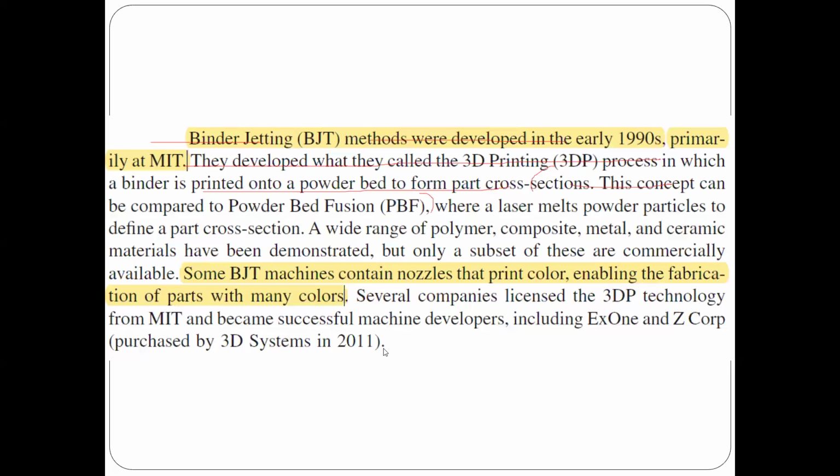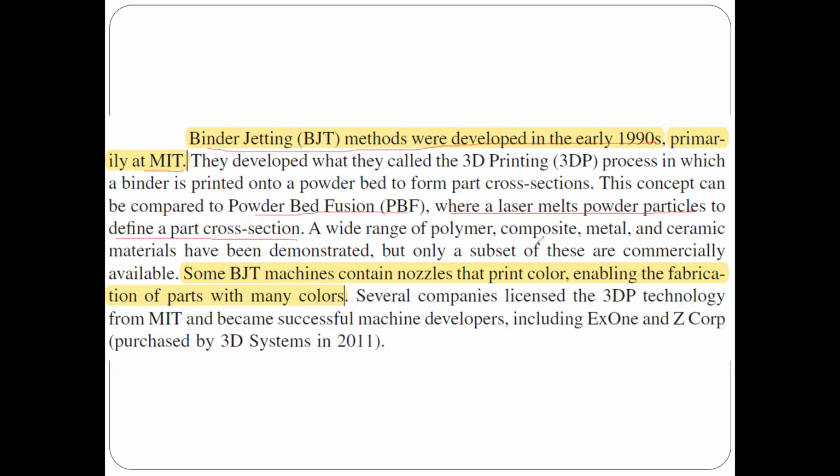Now if we go further, here again this is material taken from the textbook. Binder jetting methods were developed early in the 1990s, mainly at MIT. They developed what they call the 3D printing or 3DP process, in which a binder is printed onto the powder bed to form the part cross sections. This concept can be compared to the powder bed fusion system, as I have told you, where the laser melts the powder particles to define the part cross section. You're aware we have taken a complete session on powder bed systems.